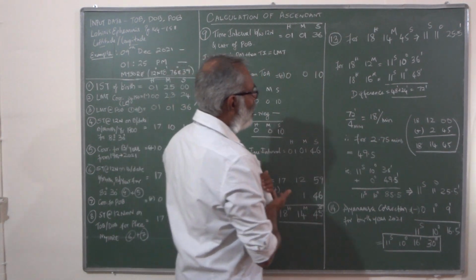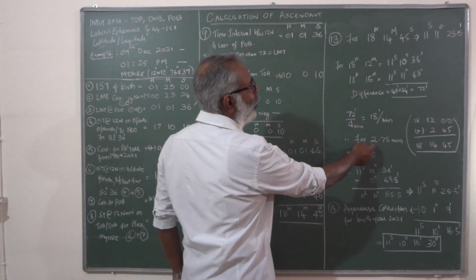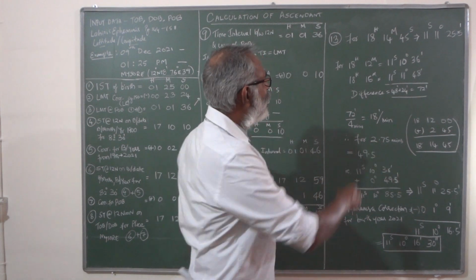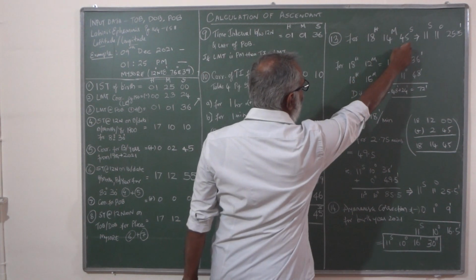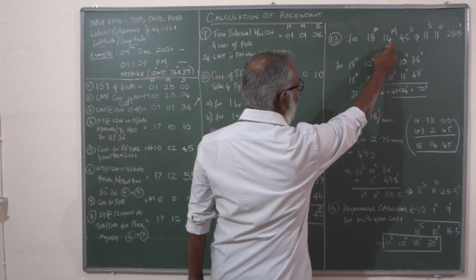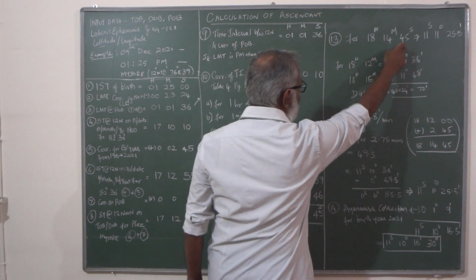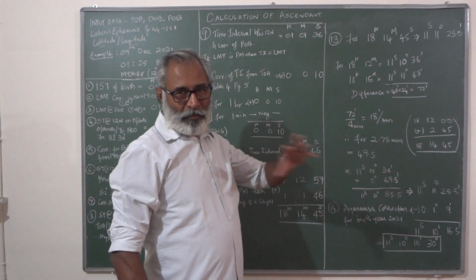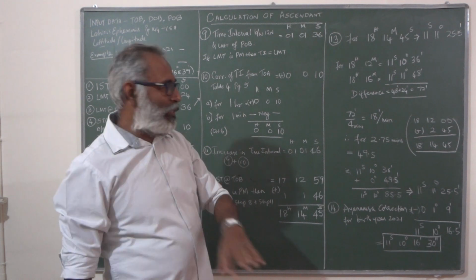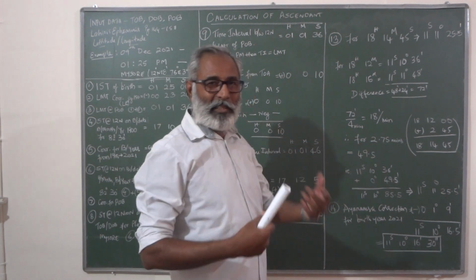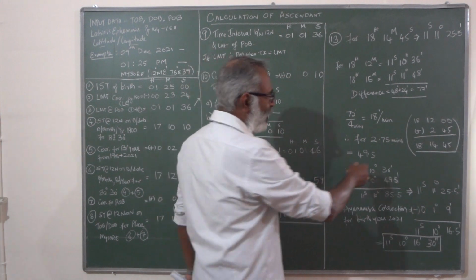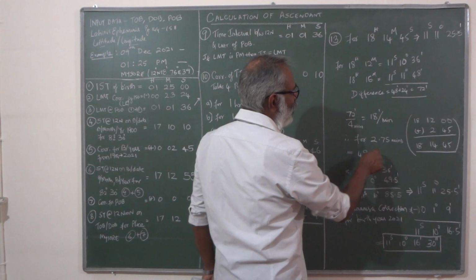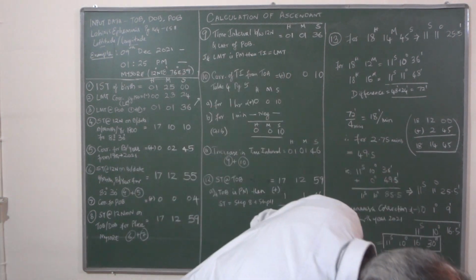So what is the difference here? It is for 2.75 minutes, that is 2 minutes and 45 seconds. This is 14:45 what we need. So 2 minutes 45 seconds is equal to, in decimals, 2.75. 0.75 of a minute is 45 seconds. That is why I made it into decimals, so that it will be easy for multiplication. So for 2.75 minutes, I get 49.5 minutes.